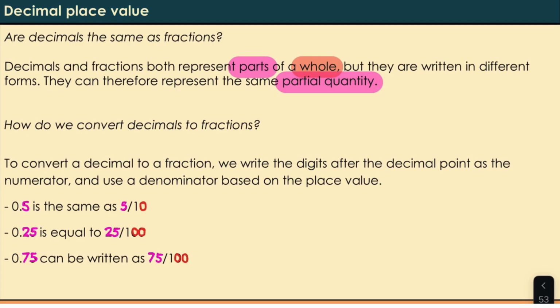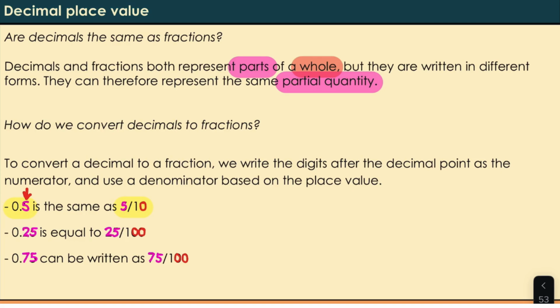Second question, how do we convert decimals to fractions? To convert a decimal to a fraction, we write the digits after the decimal point as the numerator and use a denominator based on the place value. For example, 0.5 is exactly the same as 5/10. The reason for that is the 5 is in the tenths column.